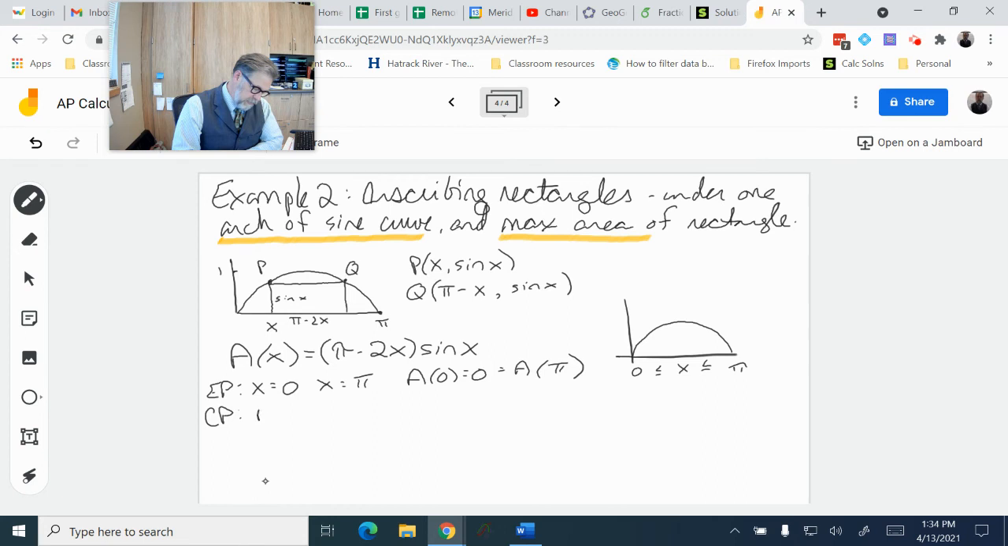For my critical points, let's find the derivative of the function. I'm going to use the product rule here. I'm going to call this u, and this v. u dv is pi minus 2x times cosine of x, plus v du. The derivative of u is negative 2 times sine of x. And I need to know when this is equal to 0. So I need pi minus 2x cosine x minus 2 sine x equals 0.